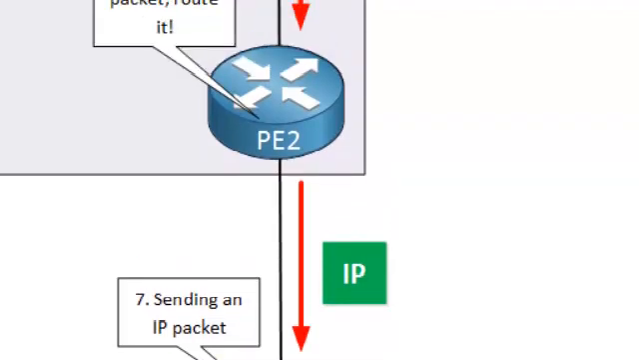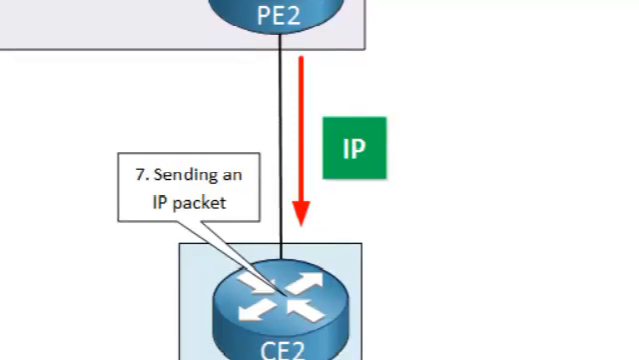As you can see in this picture, this will receive the label and then swap it, and then again swap the label, and the last P router will pop the label to provide the services to your provider edge, and the provider edge will give you the IP.